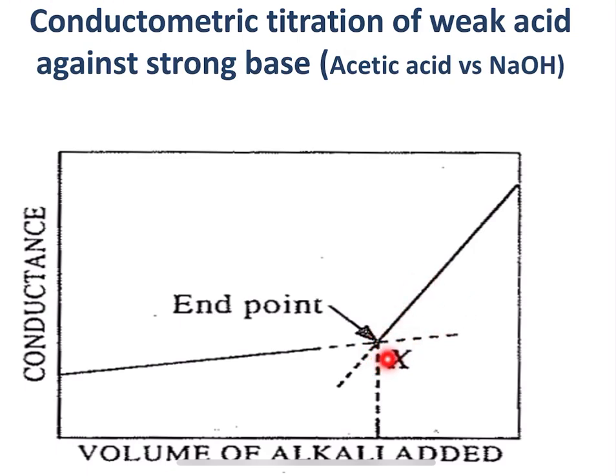This is the equivalence point, and once the equivalence point is attained, we are going to get a drastic increase in the conductance, and we will get a point of intersection. With the help of that, we are going to find out the end point of the titration. So, these are the two cases.